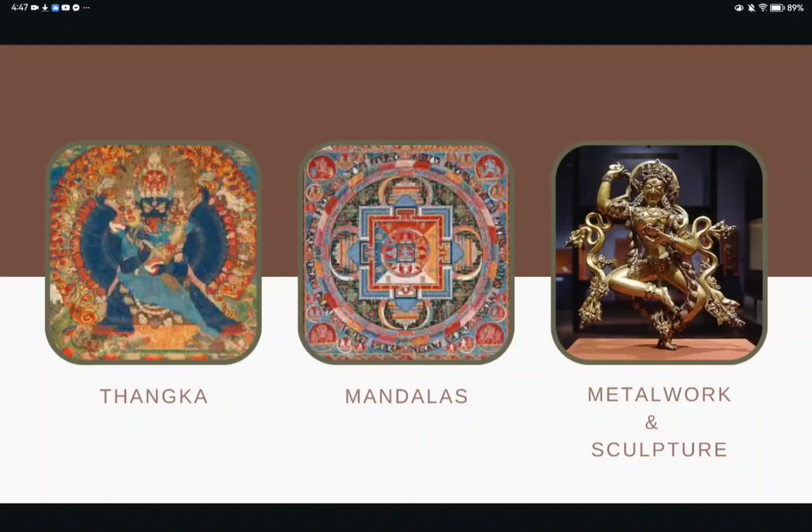The last one is metalwork and sculpture. Skilled metal craftsmanship is evident in Tibetan sculptures and ritual objects. Intricately carved statues of Buddhas and ritual items such as butter lamps and ritual knives showcase the fusion of artistic skill and religious symbolism.